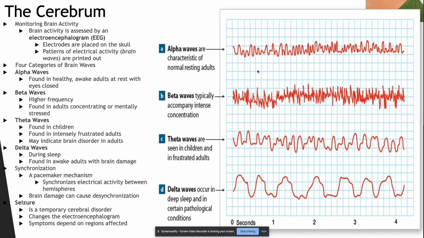So the nature of the signs and symptoms produced depends on the region of the cortex involved. If a seizure affects the primary motor cortex, movements will occur. If it affects the auditory cortex, the individual will hear a strange sound.